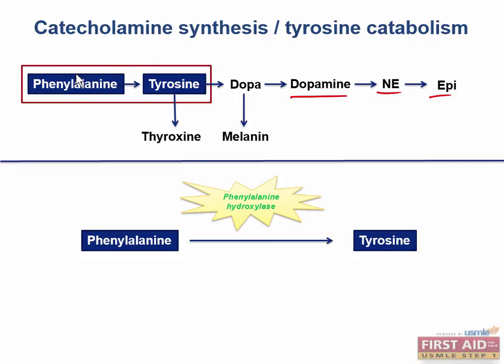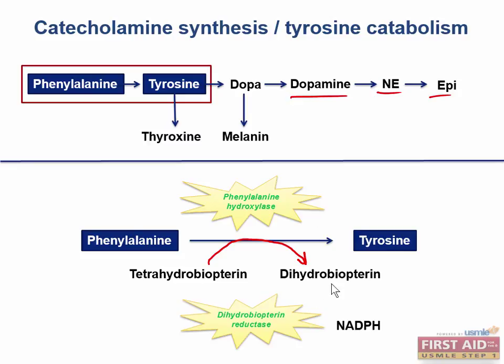So here I'm just going to take this step of our pathway and blow it up a little bit so we can see it better. This step is going to require tetrahydrobiopterin as a cofactor, which after the reaction proceeds, will get reduced into dihydrobiopterin. So we're going to need a tetrahydrobiopterin for this reaction to proceed. Dihydrobiopterin reductase is used along with an NADPH molecule to restore our dihydrobiopterin into our tetrahydrobiopterin so it can be used again.